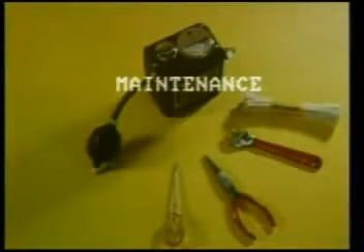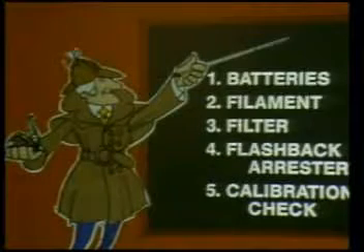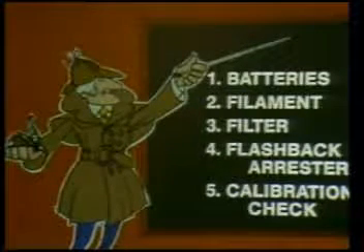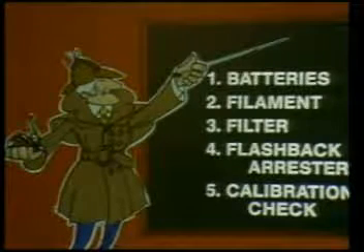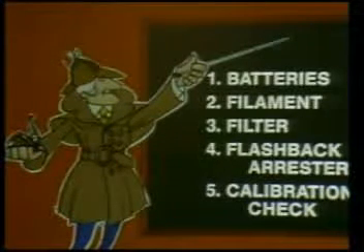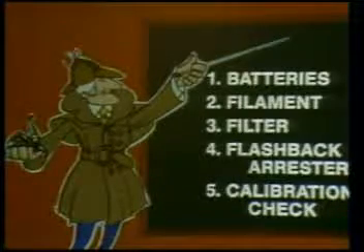Routine maintenance of the explosimeter Model 2A isn't complicated. The only tools you'll need are a screwdriver, long-nosed pliers, crescent wrench, and pipe cleaners. The most common maintenance jobs involve the electrical system, replacing the batteries and detector filament, and the flow system, replacing the filter and flashback arresters. In addition, you'll have to check the calibration of the instrument. Let's start with the batteries.